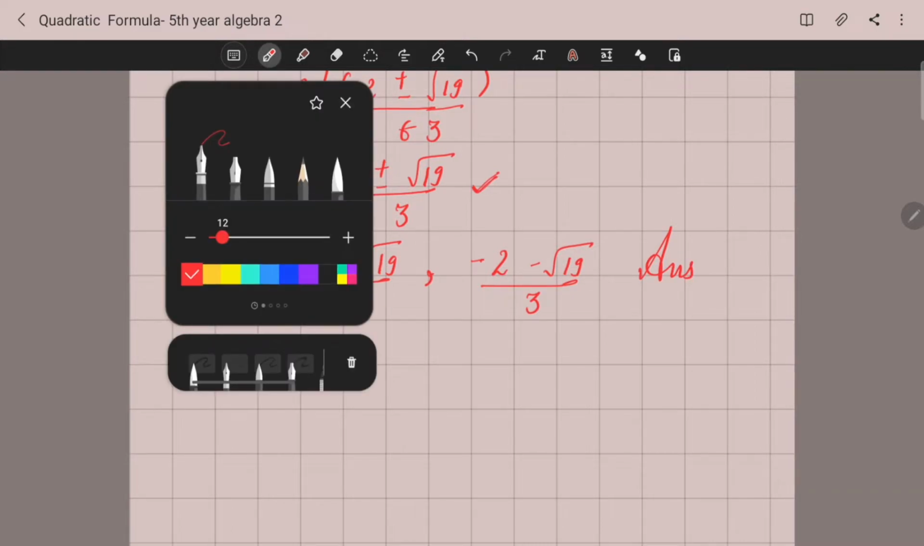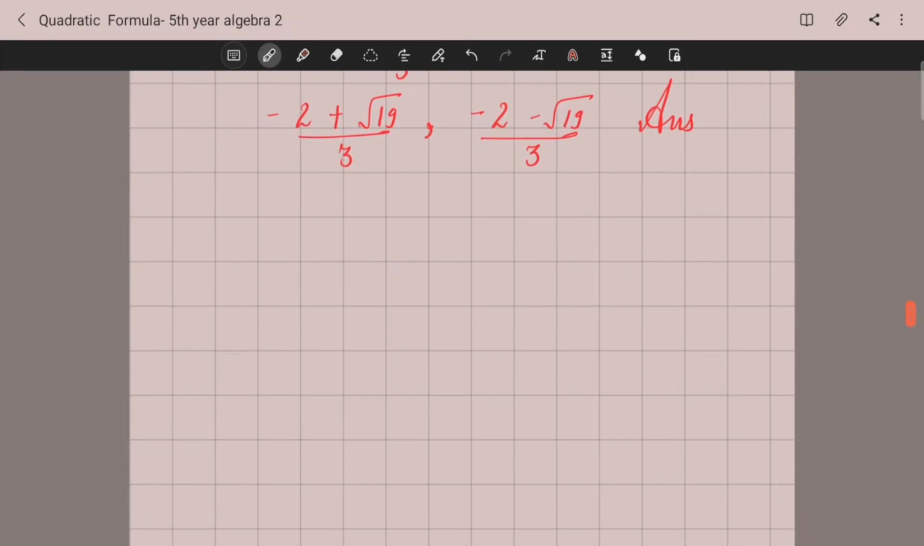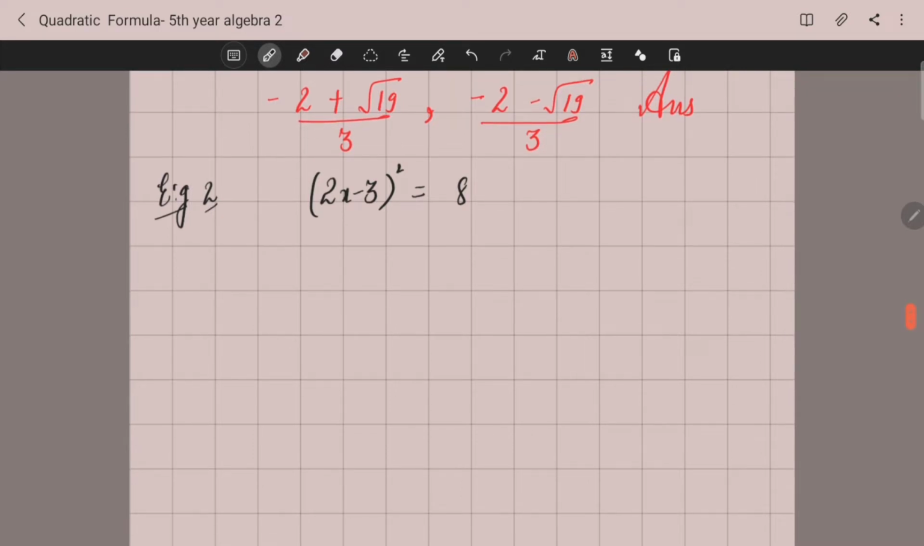Now we have one more question. Sometimes a direct quadratic equation is not given to you. Sometimes the question comes in this way, like we have 2x minus 3 whole square is equal to 8. First of all, we have to make the quadratic equation of this question.